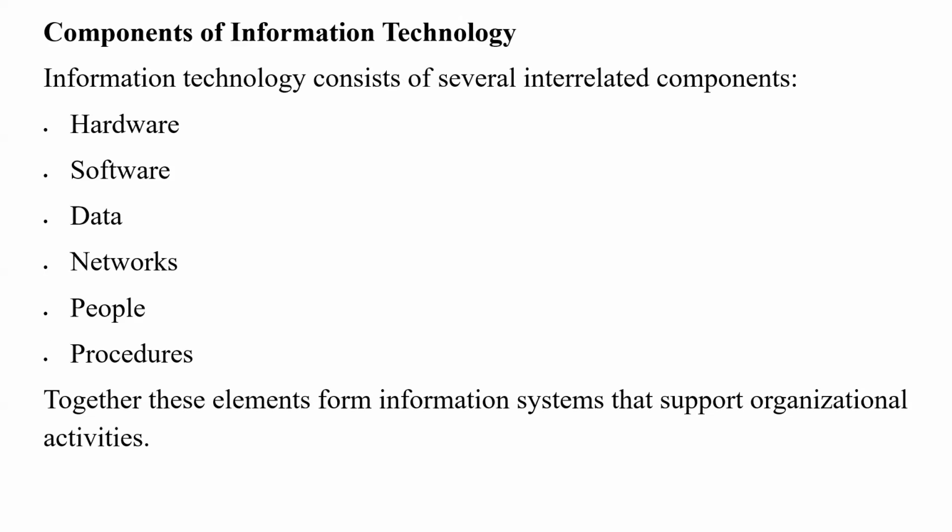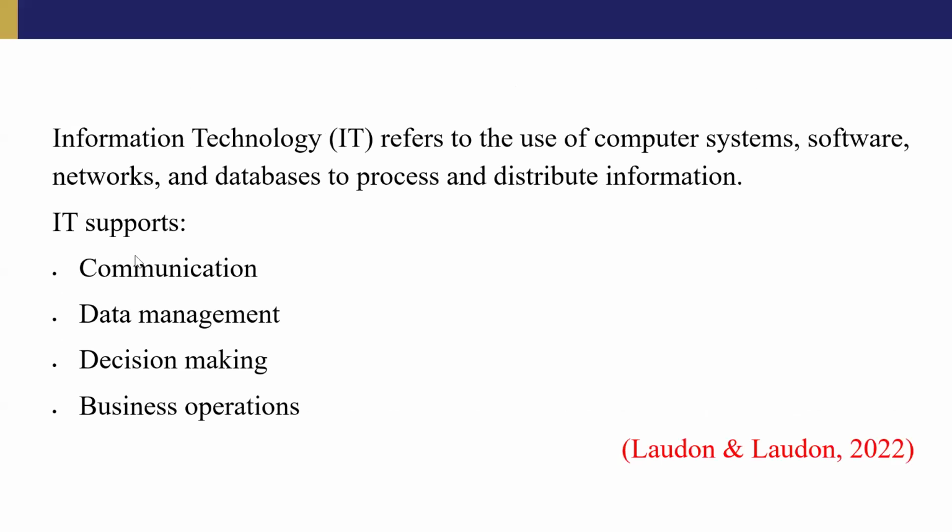Unless you want to go into details, whether it's information technology, whether it's computer system or information system, they are all put in place together to support organizational activity. And what are some of the organizational activities? You're looking at communication, data management, decision making, business operations. So if you have information technology, then you're looking at the use of computer systems, including the software, the network, the databases, to help you to process and distribute information.